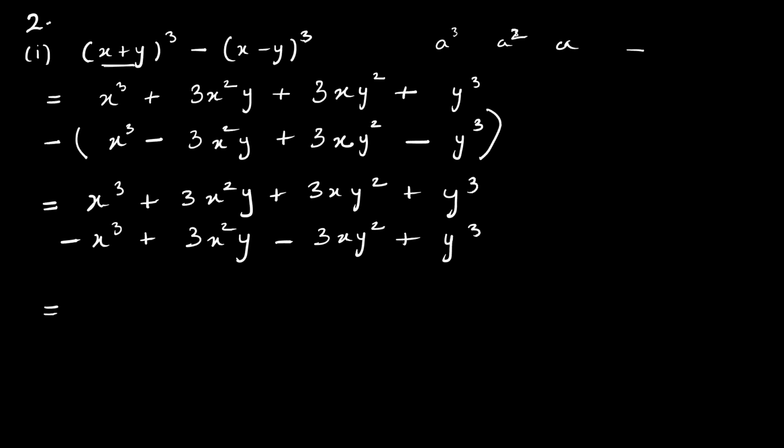Now what will happen is, if the terms are the same and they are plus and minus, they will get cancelled. So x cube, will it get cancelled? Yes, because it's plus and minus. When there's plus and minus, they will get cancelled. Will this get cancelled? No, because it's plus plus. So add them. What is 3x square y plus 3x square y? 6x square y. Right. What about these two? It will get cancelled because it's plus and minus.